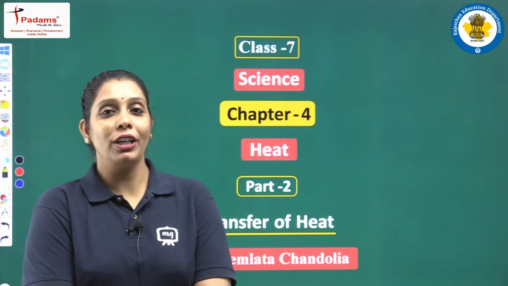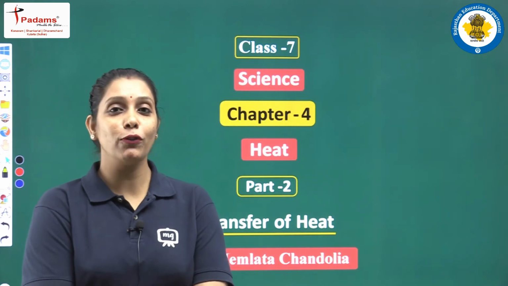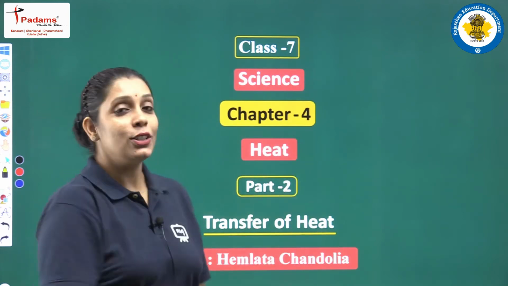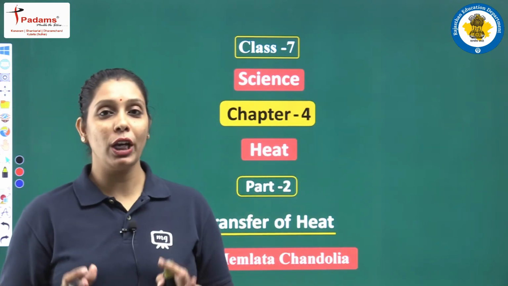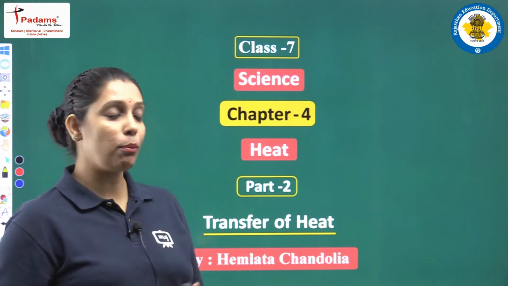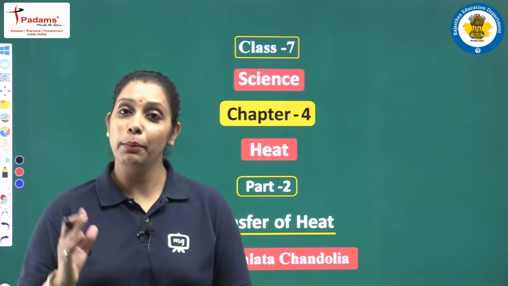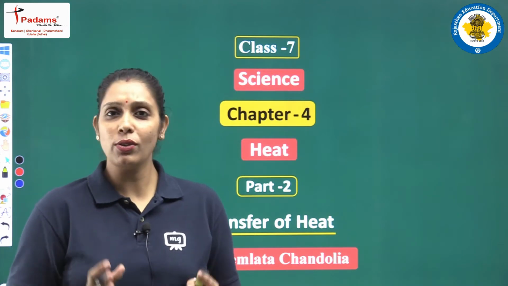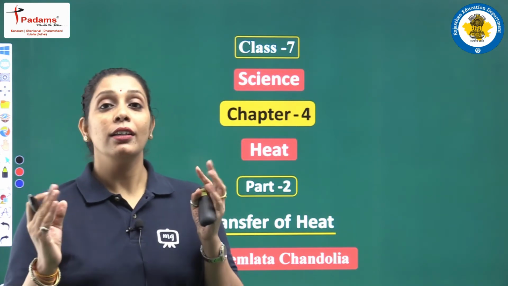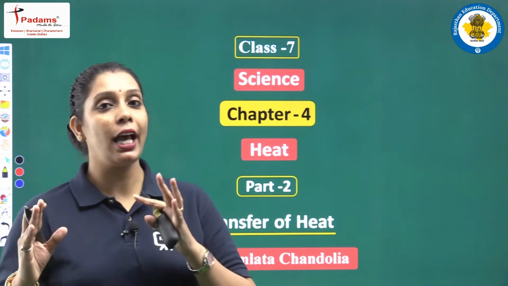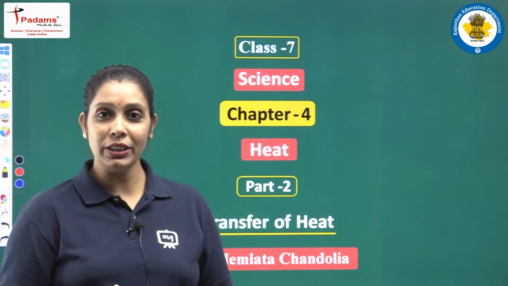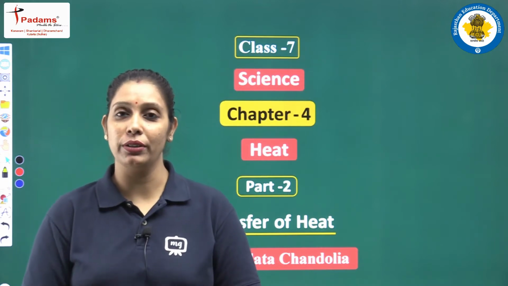Students, today we are going to continue chapter number 4 of class 7 science, that is heat. In this video we are going to discuss and learn about transfer of heat. In the previous video we had discussed heat, sources of heat and the difference between heat and temperature. We also discussed the thermometer and types of thermometer.